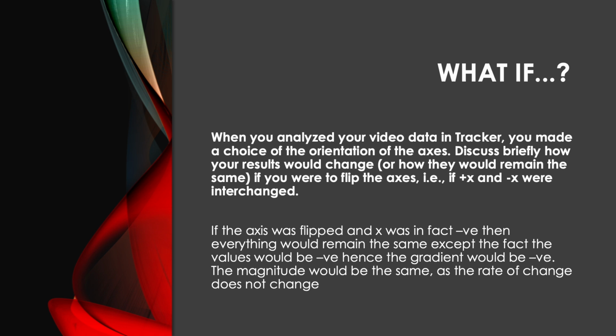What if, when you analyze your video data in Tracker, you made a choice of the orientation of the axis? Discuss briefly how your results would change or how they would remain the same if you were to flip the axis. If the axis were flipped and x was in fact negative, then everything would remain the same except that the values would be negative. Hence the gradient would be negative, the magnitude would be the same, and the rate of change does not change.